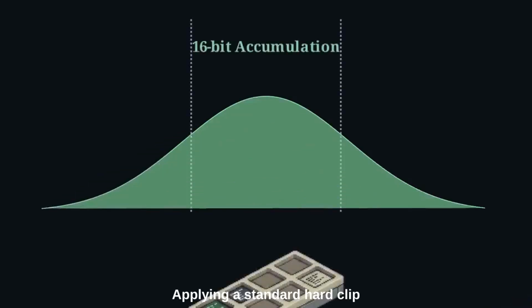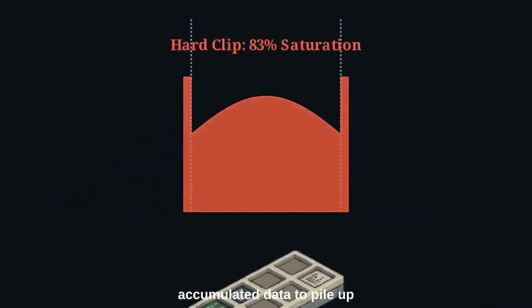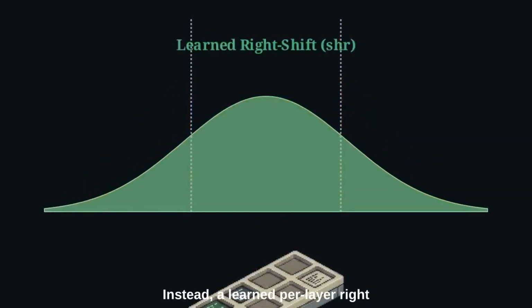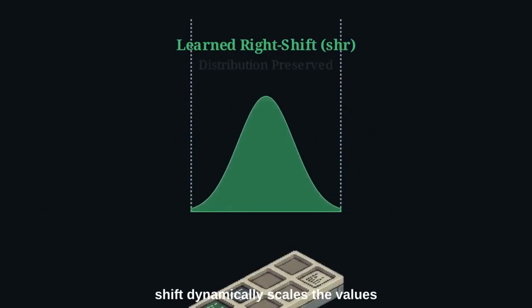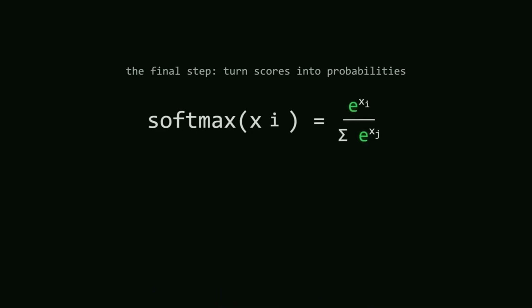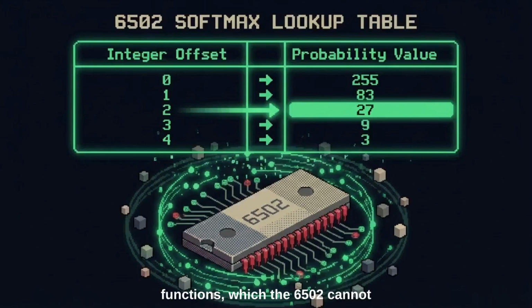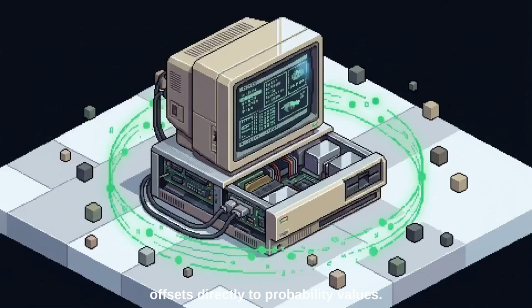Applying a standard hard clip causes 83% of our accumulated data to pile up at the boundaries, destroying the dynamic range. Instead, a learned per-layer right shift dynamically scales the values before they are clipped, preserving the distribution. When it comes time to generate the final token, standard Softmax sampling requires calculating exponential functions, which the 6502 cannot do. The workaround is a pre-computed lookup table that maps integer offsets directly to probability values.